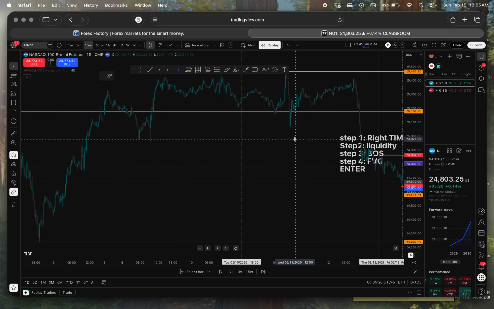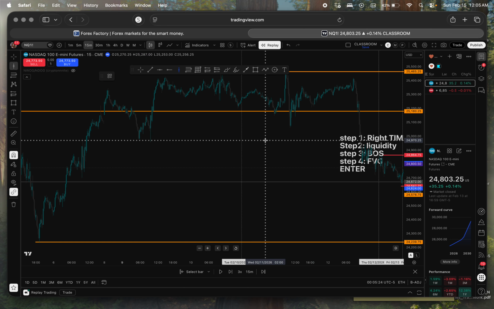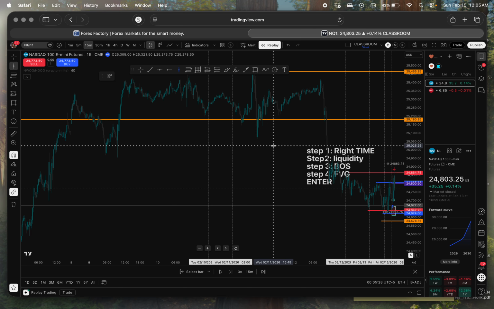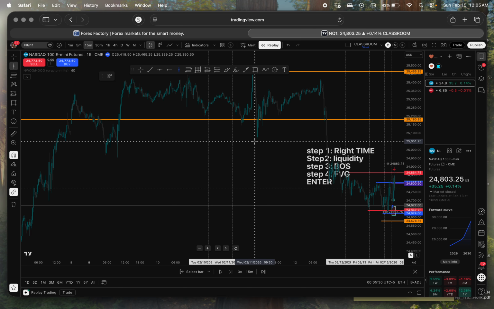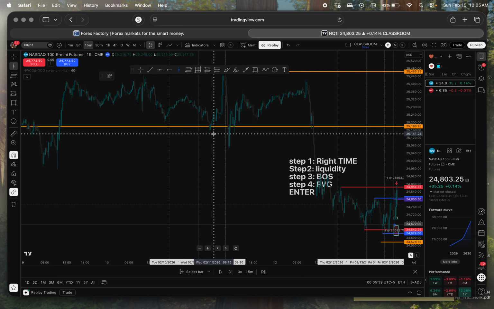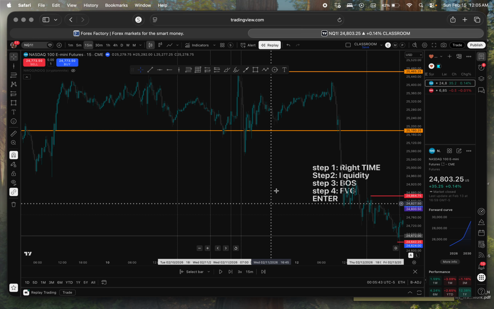I'm going to mark 2 a.m. That's the start of London session. And then I'm going to mark 9:30. That's New York session. And I'm going to mark 7 a.m. because that's what we're going to trade. 7 a.m.